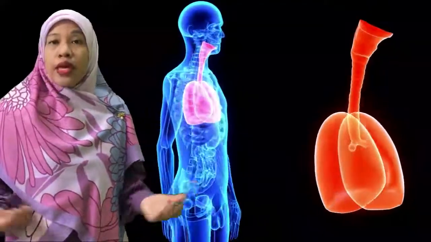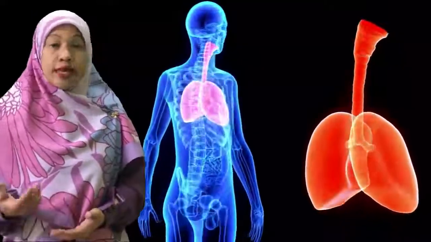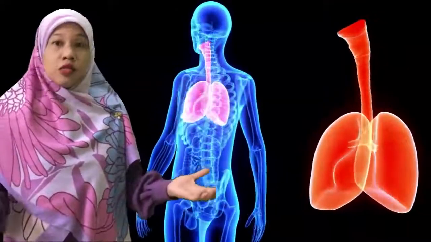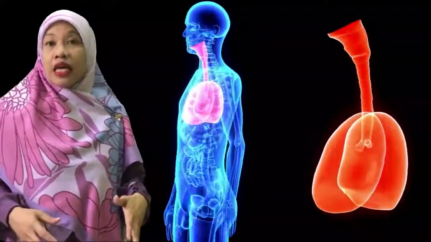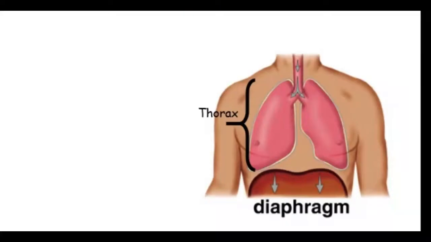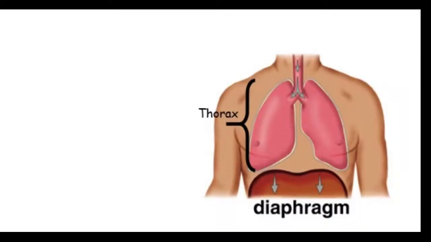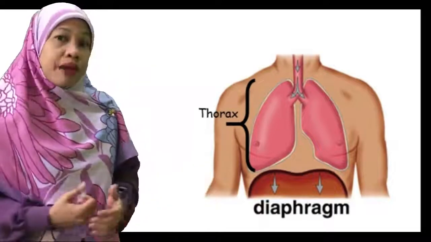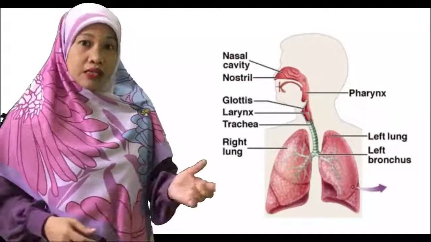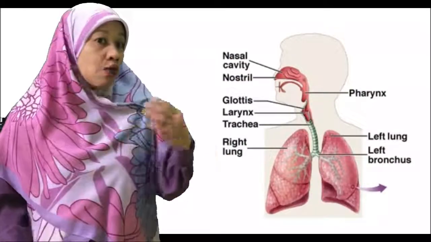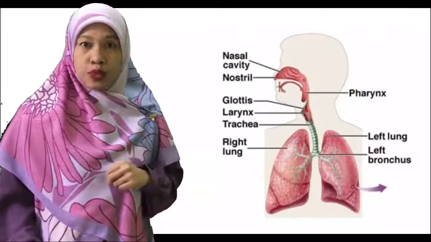So, in mammals, we have a respiratory organ which is known as the lungs. The lungs are located in our thoracic cavity. The thoracic cavity is separated from the abdomen by the presence of the diaphragm. Each individual has a pair of lungs. Our right lung consists of 3 lobes and our left lung consists of 2 lobes.